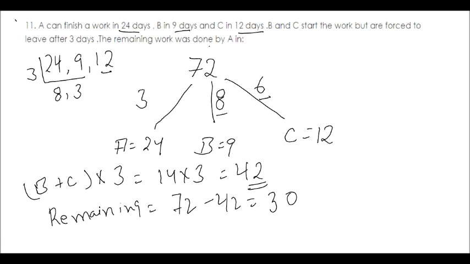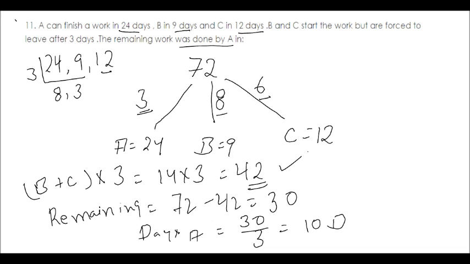The remaining work was done by A in how many days? So the days needed for A: the remaining work is 30. A has to do only 30 units of work because 42 units of work are already done by B and C. His capacity is 3 units per day. So 30 by 3, we can complete it in 10 days. This is how we can solve this problem.